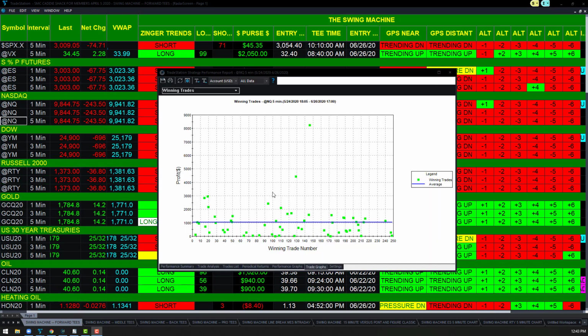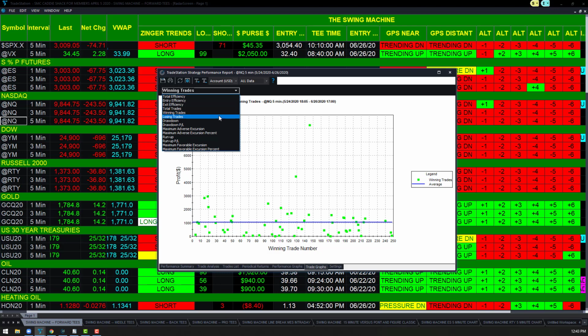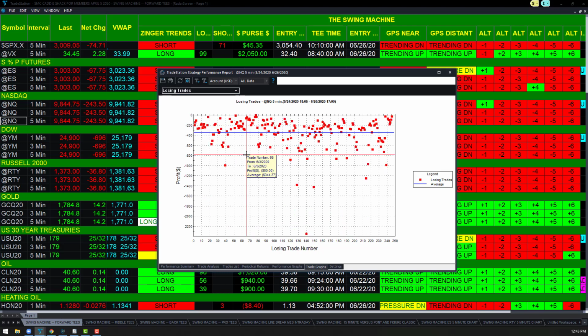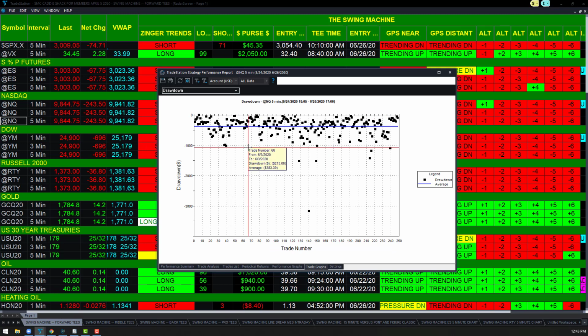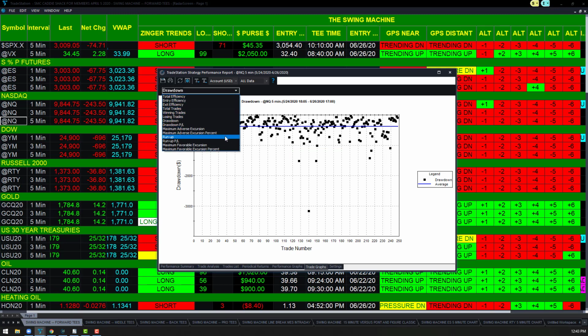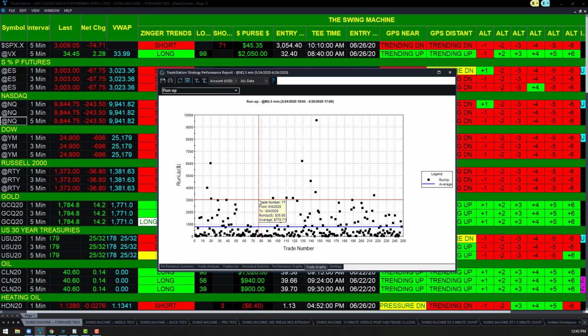Let's look at the 5-minute. Okay, on the 5-minute NQ, the average winning trade over the last 5 weeks is 1,043. What is the average losing trade? $344. 3 times. I like that. The drawdown. How big is the drawdown? $383. How big is the run up? Meaning in profits. Average 770. I like that too.